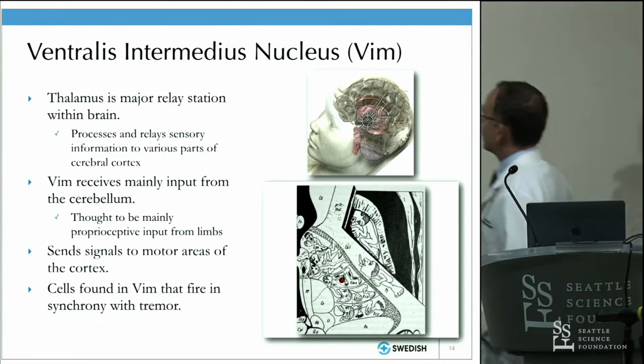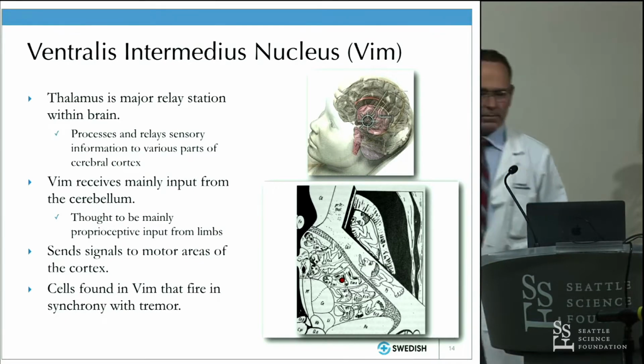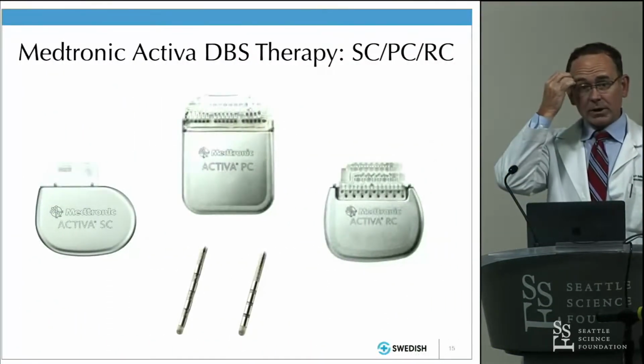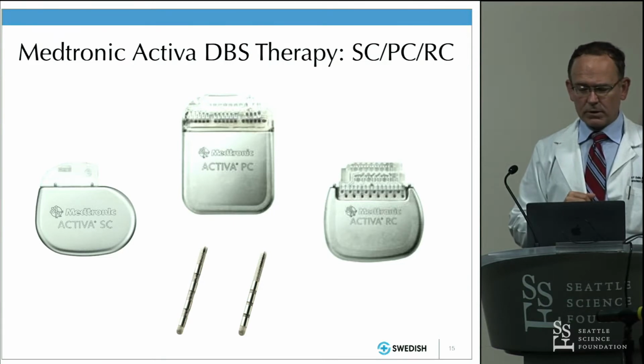Don't step on there. Here's the VIM nucleus. You can see there's a somatotopic organization of the nucleus. We're trying to get it really towards the hand area, so towards the back of the nucleus, right at the border of the VC nucleus. So it's a very small target. We have about a 2 millimeter radius that we're trying to hit with the electrode.